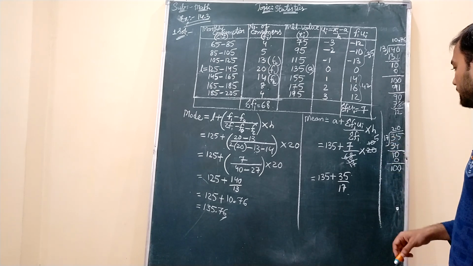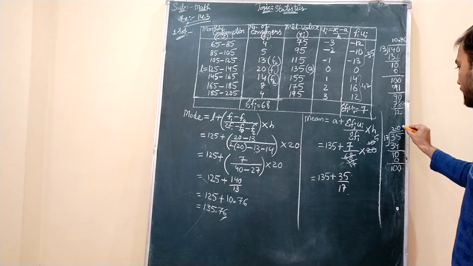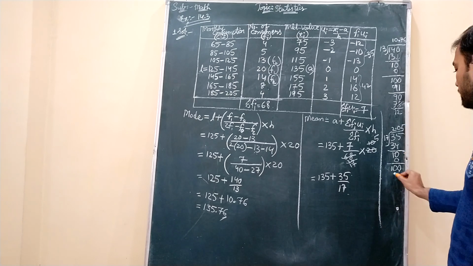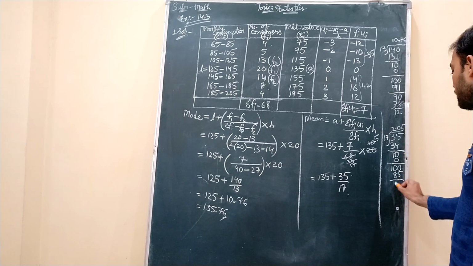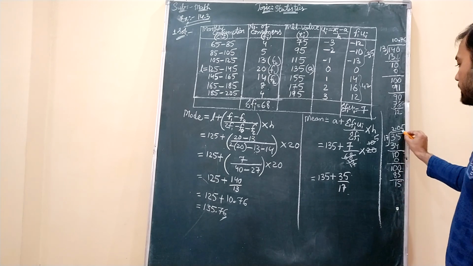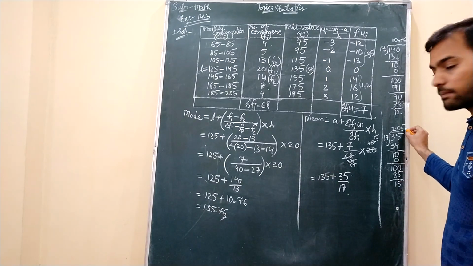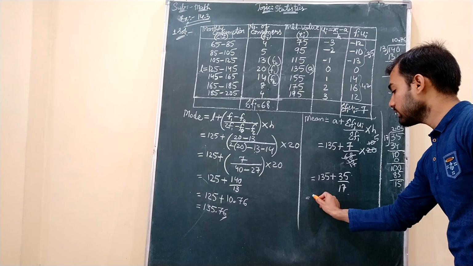Then in 17 table, 17 fives are 85. 15 remains. So after decimal point we got 2 places. So we will stop here only.